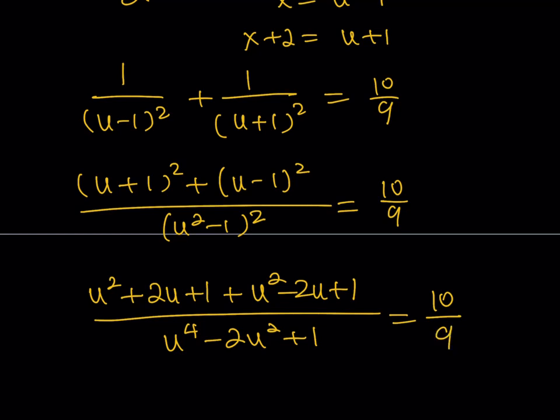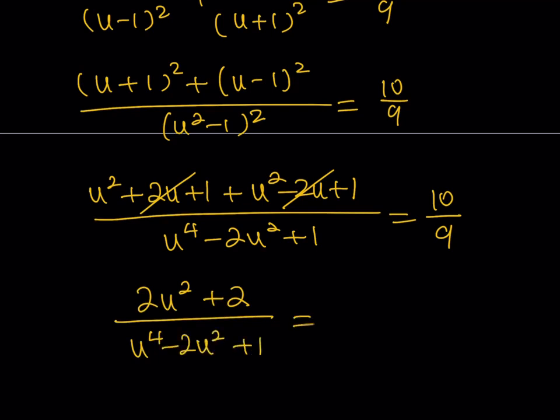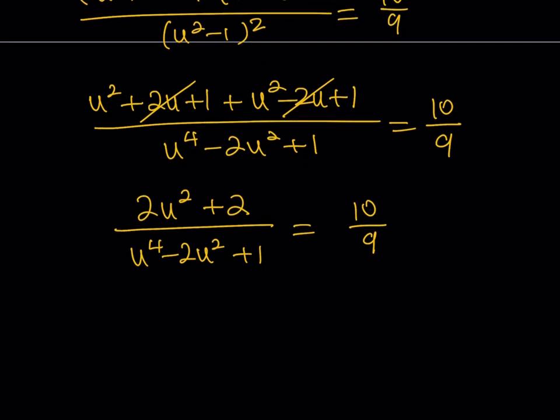And here, obviously, 2u and negative 2u are going to cancel out, leaving us with 2u squared plus 2 divided by u to the fourth power minus 2u squared plus 1. Notice that we don't have any term with u cubed, or any linear term like u. Therefore, this is going to turn into a biquadratic, which is basically a quartic, but a special type of quartic. Okay, so let's go ahead and do the cross multiplication.